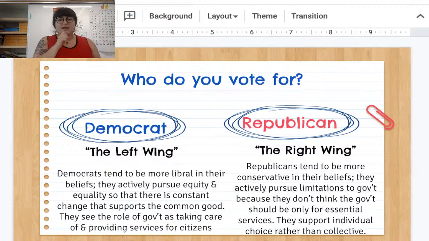Similarly, if we look at the history of who have been Democrats and who have been Republicans, Democrats are more often made up of minority groups, groups of people of color, Black, African American people, Jewish people, Latinx people, Asian and Pacific Islander groups of people tend to vote more Democratic. There are absolutely minorities who vote Republican, absolutely, right? Just because of how you look doesn't mean you're going to vote a certain way.